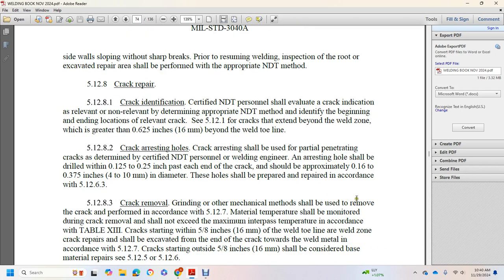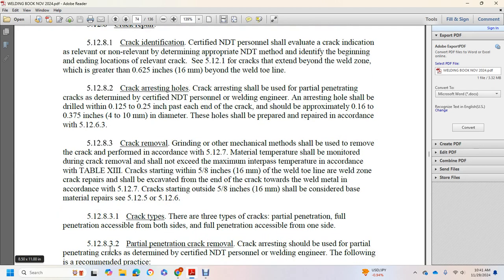Grinding or other mechanical methods shall be used for removal of the crack, performed in accordance with 5-12-7. The material temperature should be monitored during crack removal and shall not exceed the maximum interpass temperature according to Table 13. For a crack starting within 5/8 of an inch of the weld toe line or weld zone, the crack repair should be excavated at the end of the crack chords to the weld metal in accordance with 5-12-7. Cracks starting outside 5/8 of an inch shall be considered base material repairs under 5-12-5 and 5-12-6.